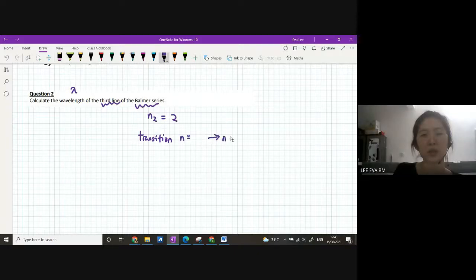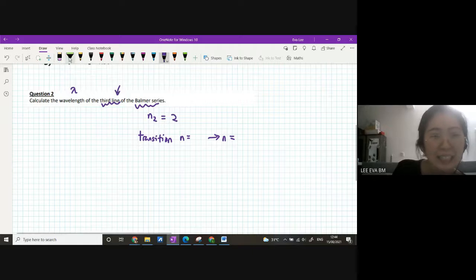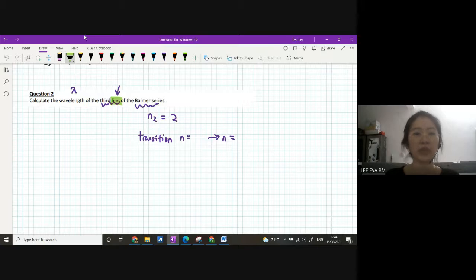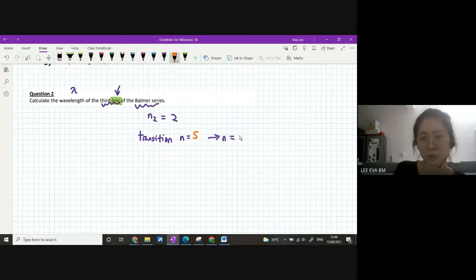When we talk about the transition to form this line, the word line must be highlighted. When you talk about the third line or second line, it must involve two energy levels. So from which n to which n? 5 to 2. Because our first line is from 3 to 2, the second line is 4 to 2, so the third line will be 5 to 2.